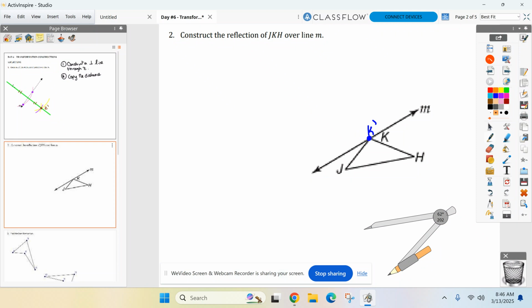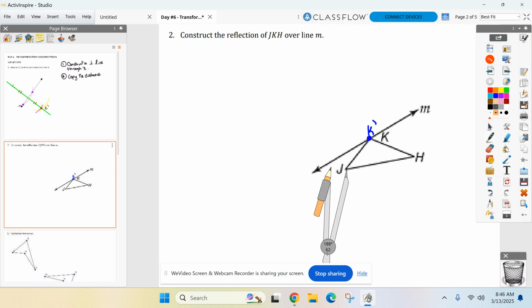All right, I will do one of them with you, and then I'll let you do the other vertices. So I'm going to do J right now, everybody, J. So the first step, make your perpendicular line through J. So put your compass point on J. Play around with your compass a little bit so it intersects line M in two spots. So this is almost like looking like a sad face here. Okay, so try to play around to intersect M in two spots.